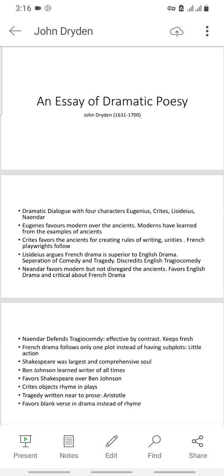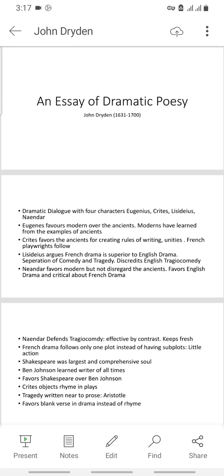Now, again, his second character, Crites, the character of John Dryden, talks about rhyme. Rhyme means the rhyme words, which you must have heard, like in poetry, that sometimes the last words in poetry are similar. What example can I quote here? Like all and tall, they are rhyme words.